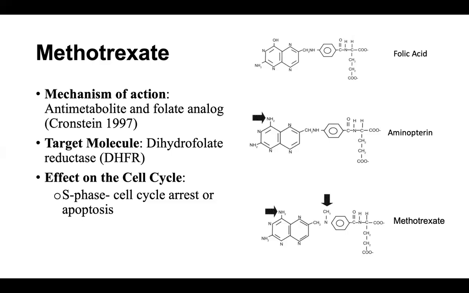So by blocking folate metabolism, methotrexate leads to a depletion of nucleotide pools, especially purines and thymidine, inhibiting DNA synthesis. So this arrest occurs primarily in the S phase, preventing the cell from progressing through DNA replication and induces a cell cycle arrest. So if the inhibition is prolonged, a cell undergoes apoptosis.